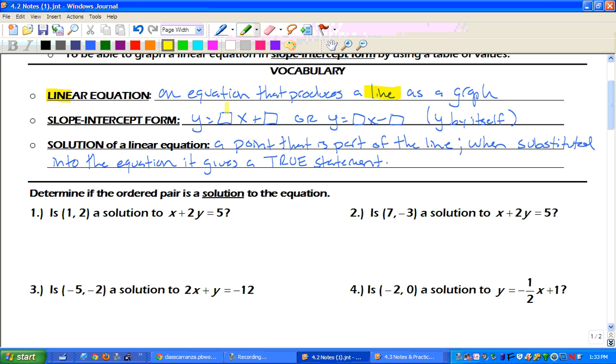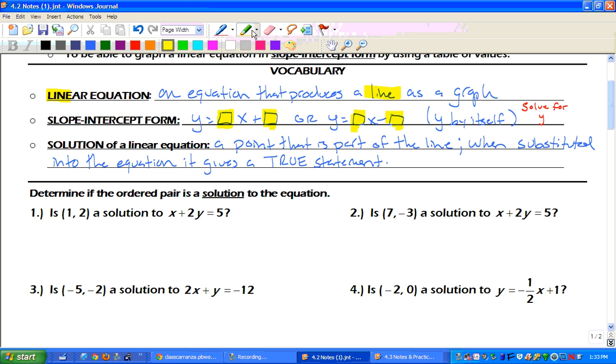Slope-intercept form is going to be something you guys are going to love, and you're going to know these formulas forwards and backwards, but it's y equals something x plus something, or something x minus something. The key thing is you want to get y by itself. The other thing we're always going to be telling you to do is to solve for y.